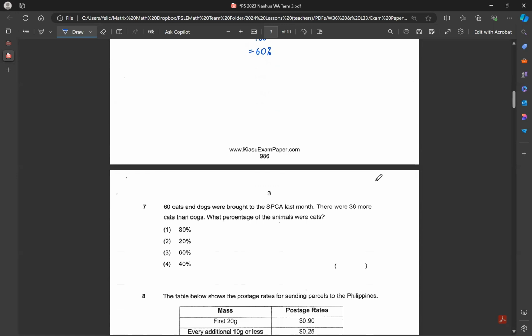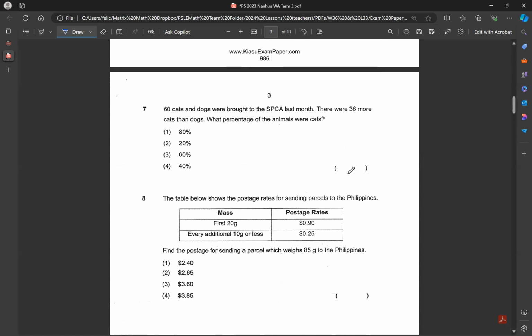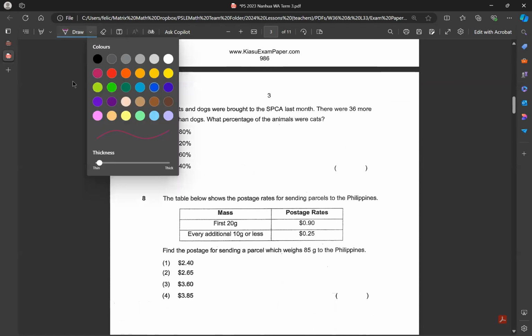Okay, I'll go on to question 7. Okay, 60 cats and dogs were brought to the SPCA last month. So there were 36 more cats than dogs. What percentage of the animals were cats? So notice they give us the total. Okay, 60 cats and dogs is the total.